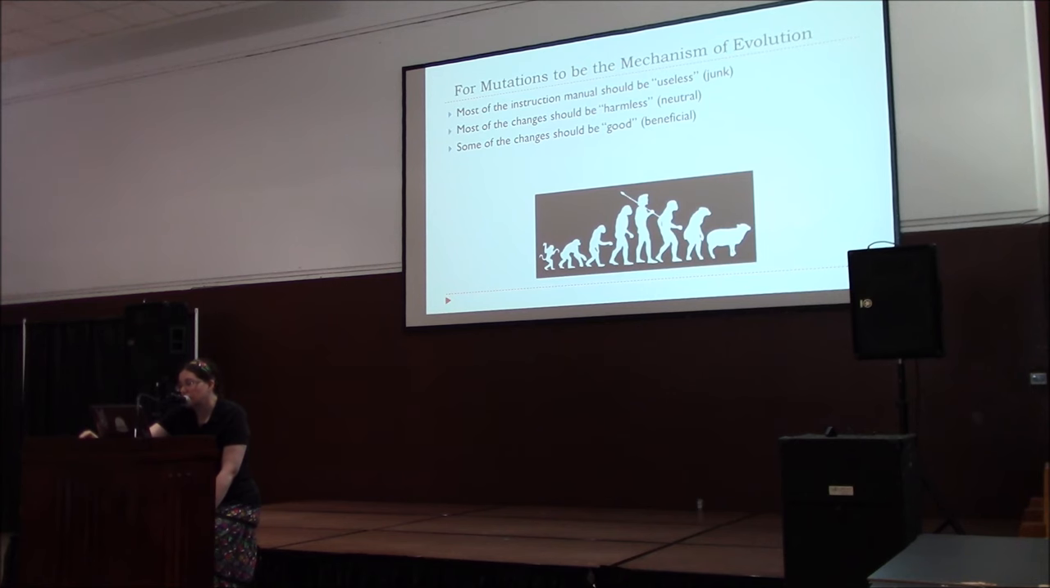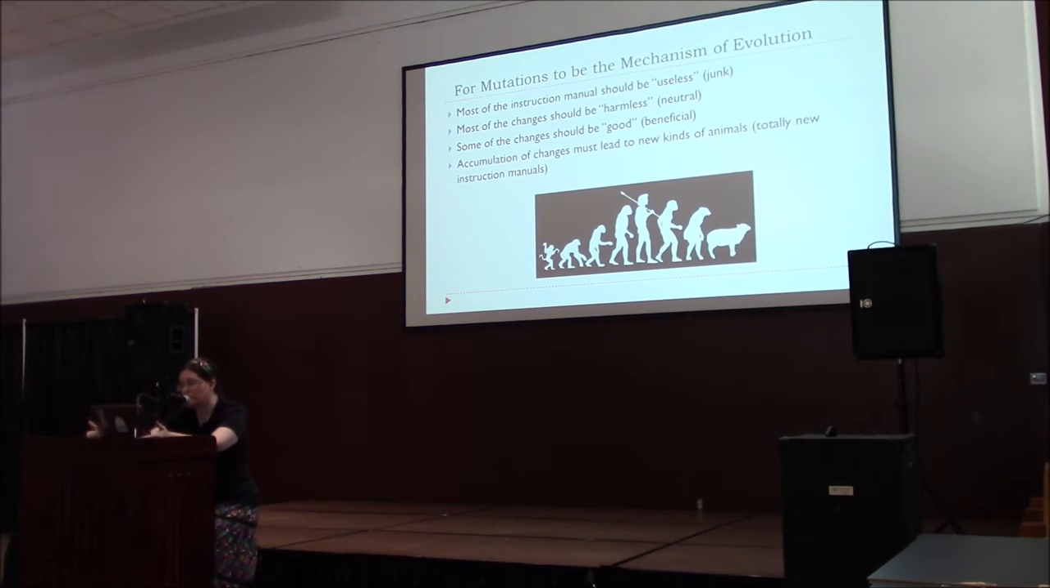Most of the changes should be harmless, but some of them have to be good, because otherwise I can't go up the evolutionary ladder, or I can't go from goo to you. You're a little more complicated than goo. Far more complicated than a microbe. And when I accumulate these random changes, these mutations, they have to lead to totally new instruction manuals, so totally new kinds of animals. So a giraffe with wings was just one example.